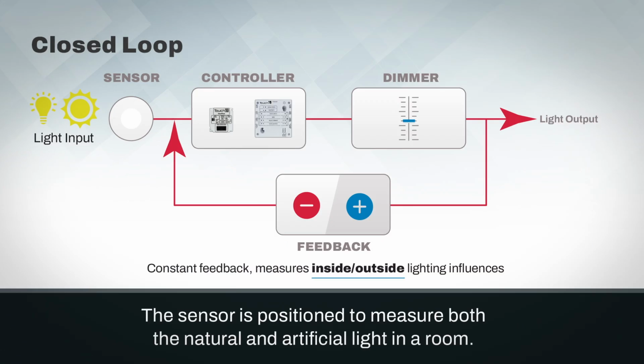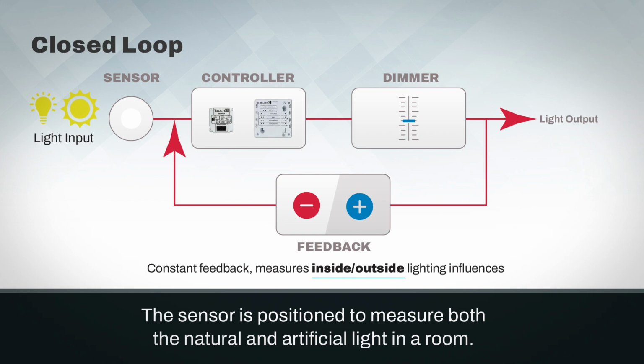Now that we have reviewed open-loop control, let's review closed-loop control. Here is another control diagram, but this time for closed-loop. We can see that the daylight harvesting sensor measures both the natural and artificial light influences. The controller will then dim the artificial lights up or down based on this measurement.